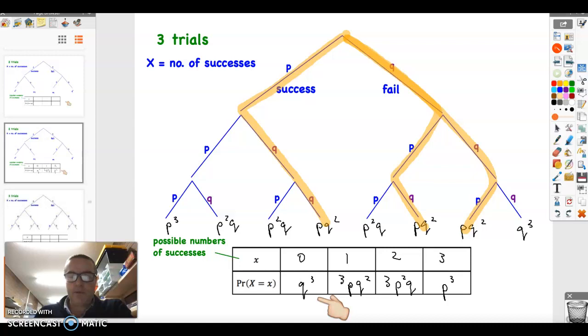Okay, so here we're looking at the results of this discrete distribution. You'll see I've highlighted the result for 1 success. There are 3 different ways where I can have 1 success. The probability of each of those individual paths is P times Q squared, and so the probability of 1 success would be 3P Q squared. 0 successes would be Q cubed. 2 successes, 3P squared times Q, and P cubed for 3 successes.